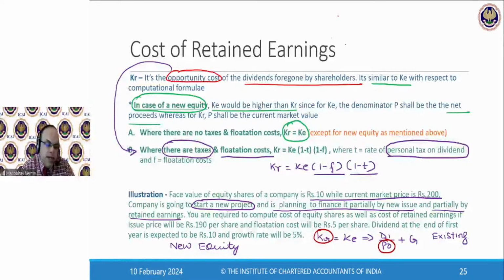Harmisha says it will be the same. That's okay. But what I'm trying to ask is, if I talk about the cost of equity, which is existing equity, that means I am talking about D1 upon P0. And what will be my D1 here? They have already given that the dividend at the end of the first year is expected to be 10. So can I say 10 upon 200 plus 0.05? Cost of existing equity and retained earnings. That means we are saying the cost of retained earnings would be 10%?